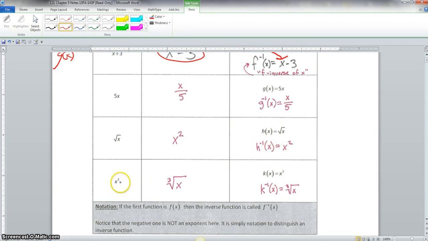Now we come here where we have x cubed. The inverse of x to the third power is the cube root of x. So we know k of x is equal to x cubed, and the inverse of k of x is equal to the cube root of x.